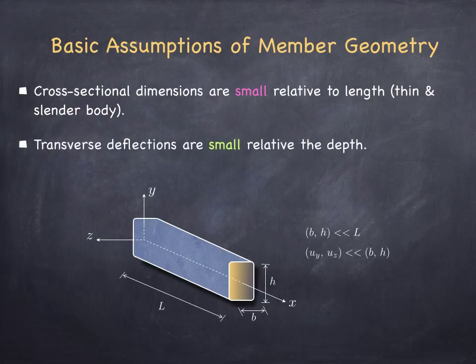The second crucial assumption in formulating the Bernoulli-Euler beam theory is that the transverse deflections are small relative to the depth of the beam. So if we denote the transverse deflections of the beam in the Y and Z directions as U sub Y and U sub Z respectively, then we want both of those deflections under applied forces to be much smaller than the characteristic dimensions of the cross-section B and H.